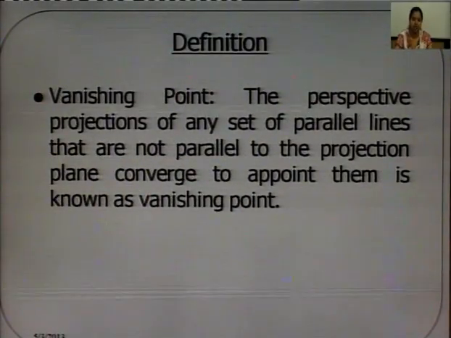Then comes the vanishing point. This is one of the anomalies of perspective projection, in which the perspective projection of any set of parallel lines that are not parallel to the projection plane converge to a point, known as the vanishing point.